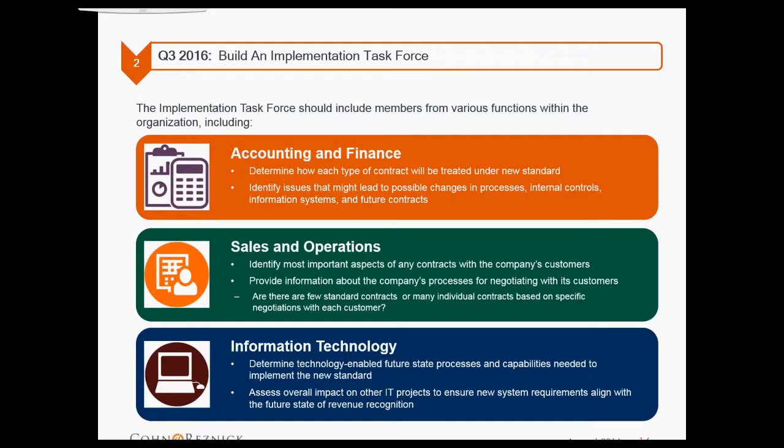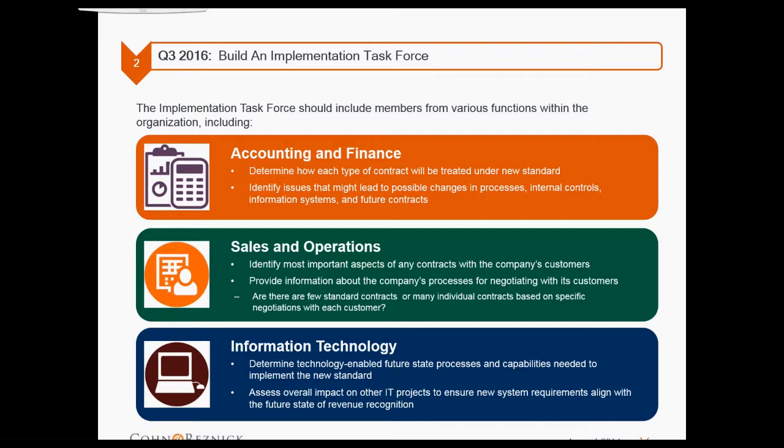Of course, the accounting and finance team will need to understand how each type of contract will be treated under the new standard and identify issues that may lead to possible changes in processes, internal controls, information systems, or even future contracts. Given the likelihood that there may be significant impacts on the company's business systems, IT stakeholders will need to work closely with the accounting and finance teams, sales and operations, and others to determine technology-enabled future state processes and capabilities necessary to implement the new standard.